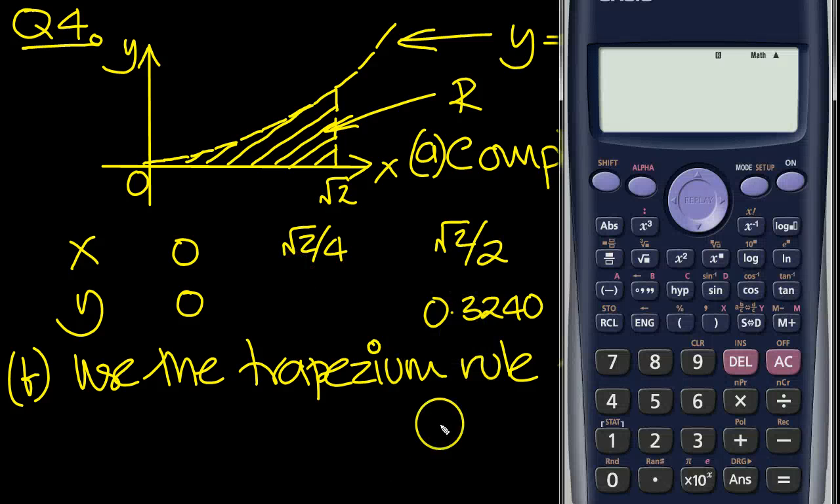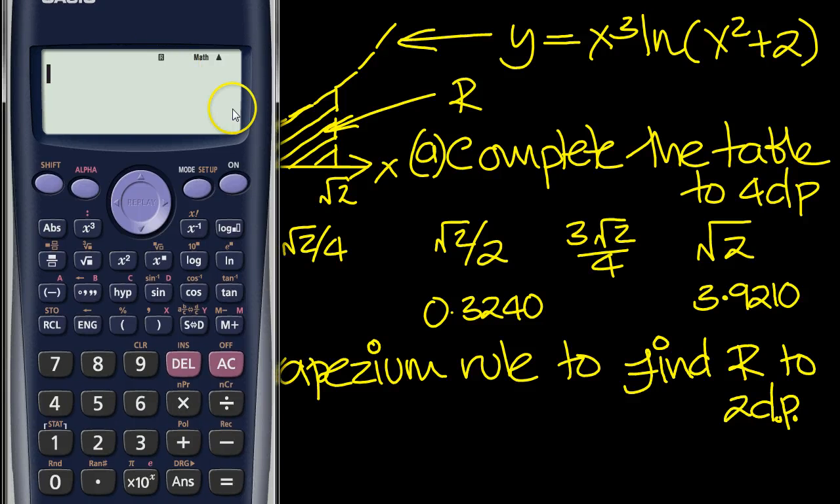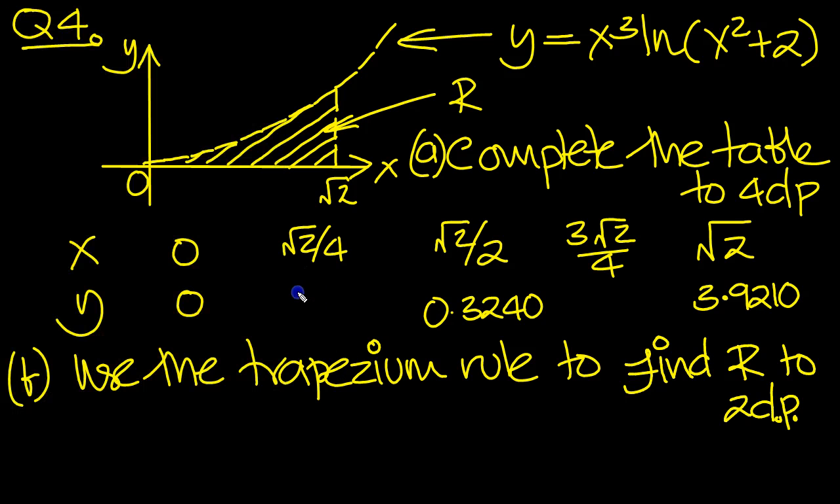This is the formula, so let's tap it into the calculator. So we've got x cubed, and we're going to start with root 2 over 4. So it's bracket, the square root of 2, outside the square root, divided by 4, close bracket, power 3. That's x cubed ln, so natural logarithm, bracket. Then we've got x squared, so we need another bracket, and it's root 2 over 4, close that bracket, squared, plus 2, close the natural logarithm bracket, equals, the 4dp is 0.0333.